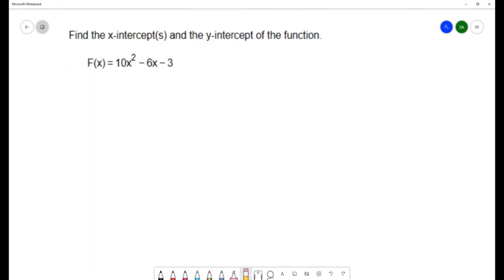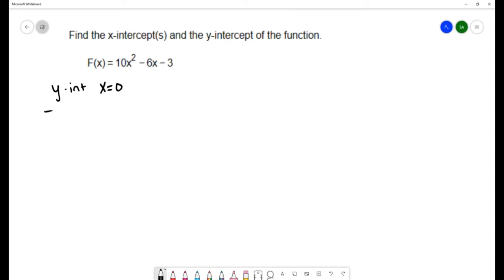So on this question, we want to find the x-intercepts and the y-intercept of the function f of x equals 10x squared minus 6x minus 3. So I'm going to start with the y-intercept because that's almost always a little easier. And when we find a y-intercept of an equation, we're going to let x equal 0.